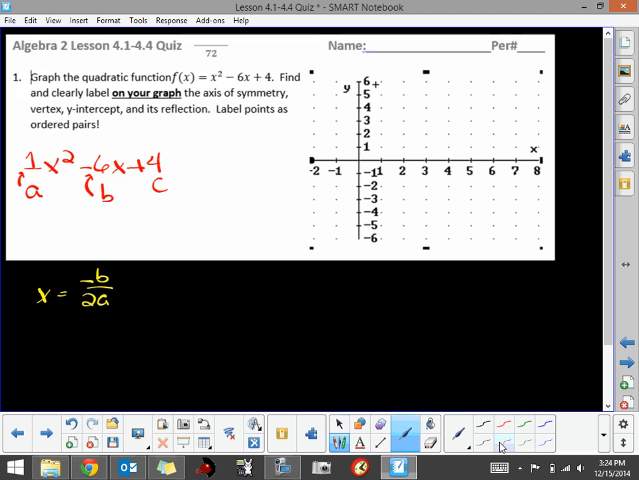So in this problem, we want to run our calculation of the negative of the value of b, which is a negative 6, all over 2 times a, which is 1. So it'll be the opposite of a negative 6, or just 6 over 2, which is 3. Now what this finds for us is our axis of symmetry, and I want to graph the axis of symmetry right away on our graph.